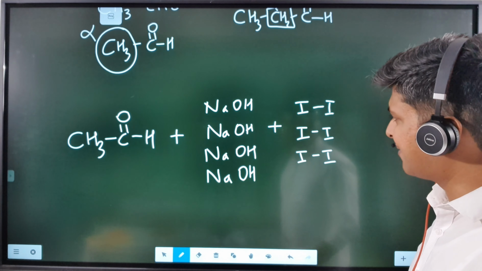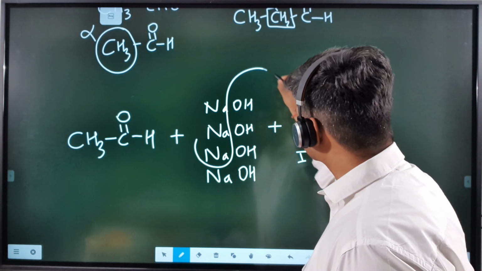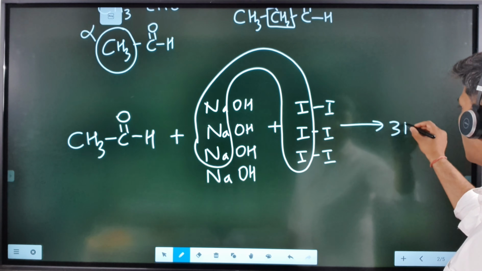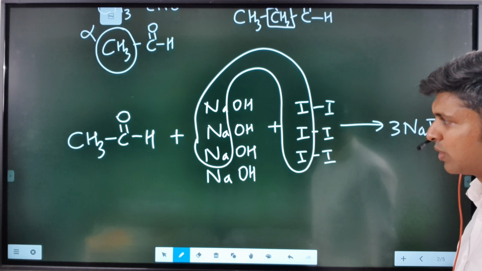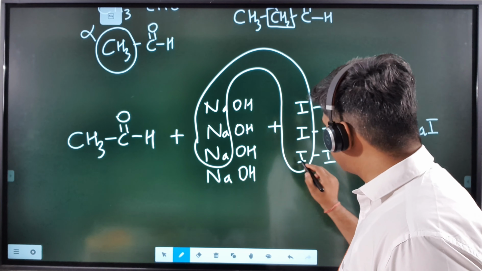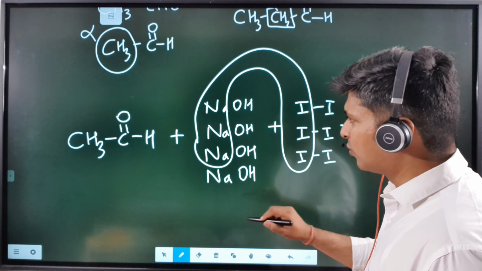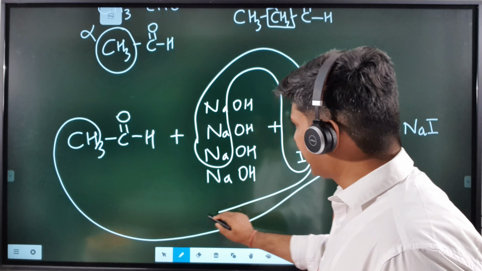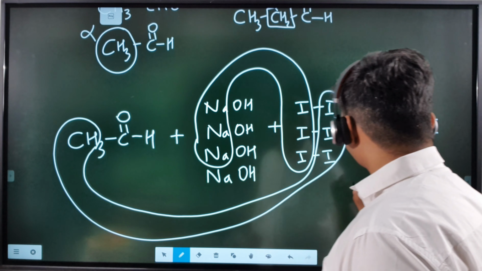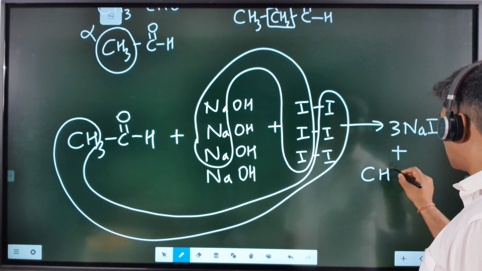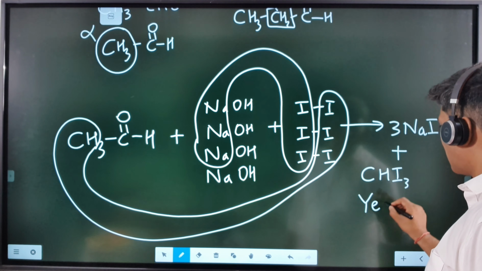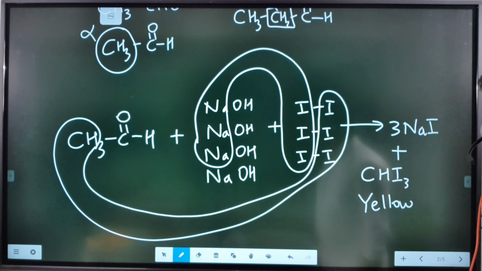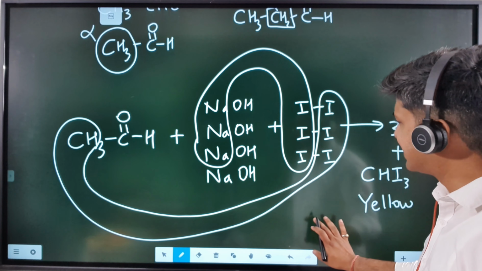Now what's going to happen? These 3 sodiums will first combine with these 3 iodines to form 3NaI, sodium iodide. Then the remaining 3 iodines will combine with CH, and CH and 3I will combine to form CHI3. That's how you come to know that this gives you a yellow color. That's how you come to know that this compound was having an alpha methyl group, and that's why we've got the yellow color. This is giving you CHI3.